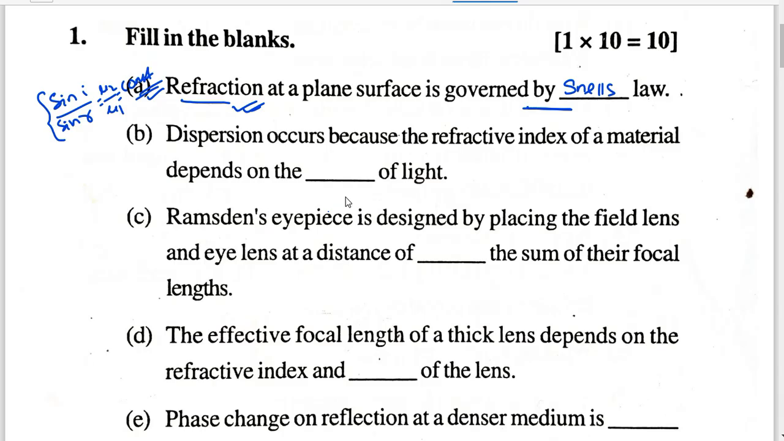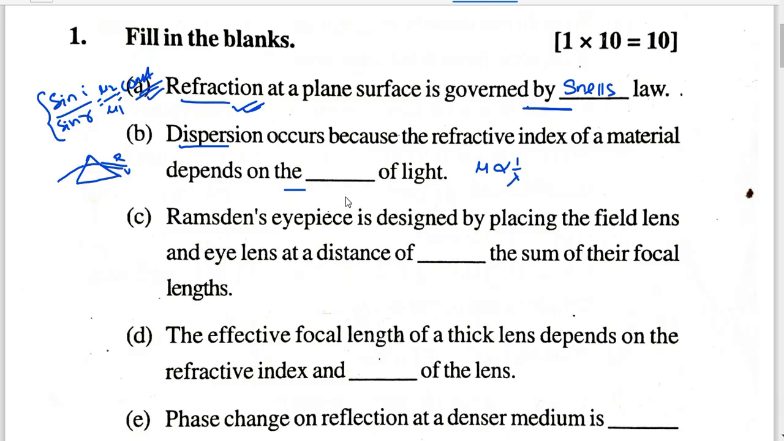So let's move to the next question. Dispersion occurs because the refractive index of a material depends on the dash of light. So dispersion is basically the splitting of light inside a prism. Whenever white light passes, it will split into 7 colors: violet, indigo, blue, green, yellow, orange, red, and that is the dispersion process. And it occurs because the refractive index of a material depends on the dash of light. And remember, refractive index mu depends on wavelength of light. How does it depend? It is inversely proportional. So mu is proportional to 1 by lambda.